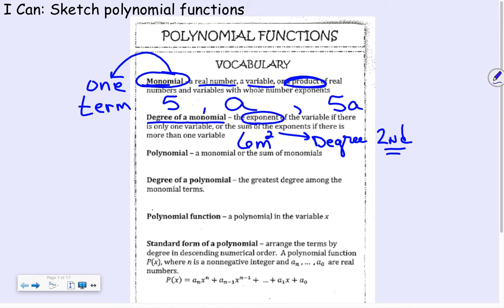Okay, the word polynomial. Now monomial means one term, binomial means 2, trinomial means 3, and poly actually means multiple, 1 or more terms.